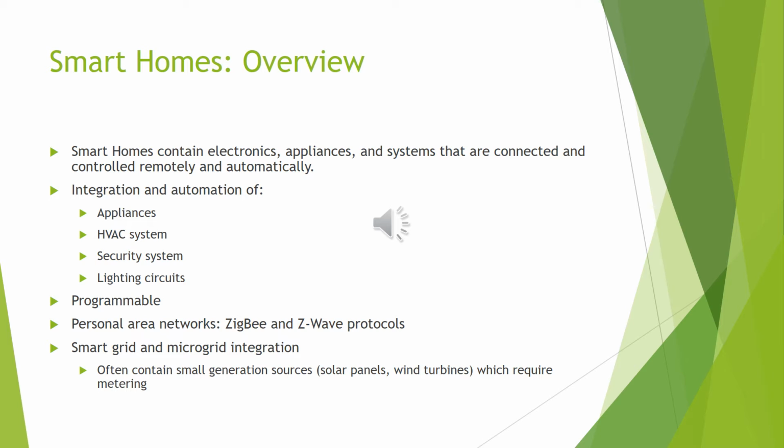Now we will consider smart homes. Smart homes are residential houses that take advantage of a small-scale network to connect various appliances, electronics, and systems, all of which can be controlled remotely and automatically. Primarily, appliances, HVAC systems, security systems, and lighting circuits are integrated and automated through use of a control hub and various software. Smart home systems can be highly customizable according to the user's preference.